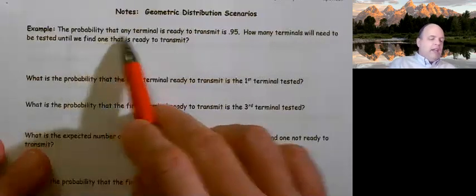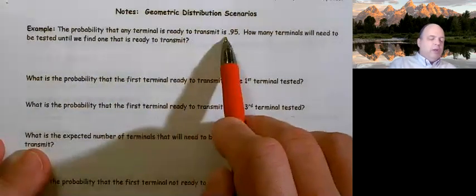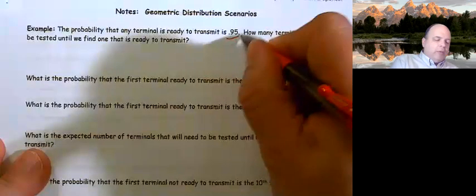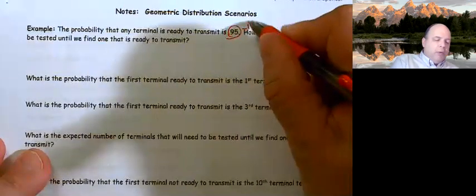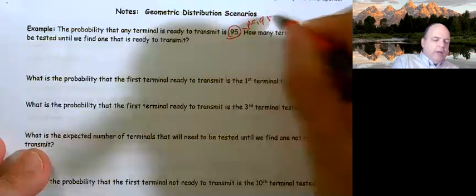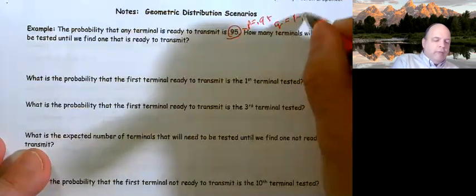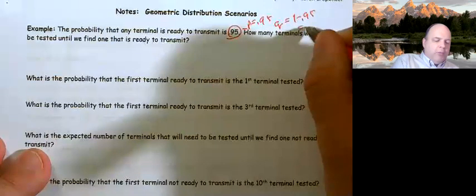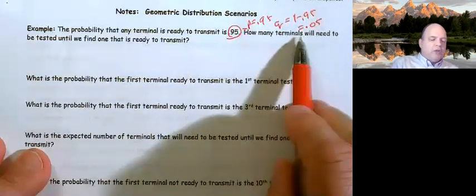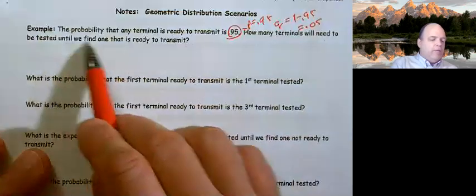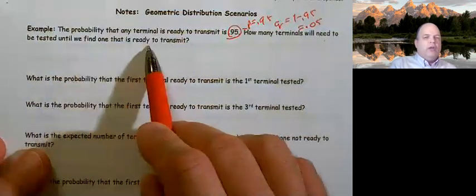So the probability that any terminal is ready to transmit is 0.95. So we have a probability of transmission of 0.95, and we have the probability that it won't transmit is 1 minus 0.95, which is just plain old 0.05. How many terminals will we need to be tested until we find one that is ready to transmit?